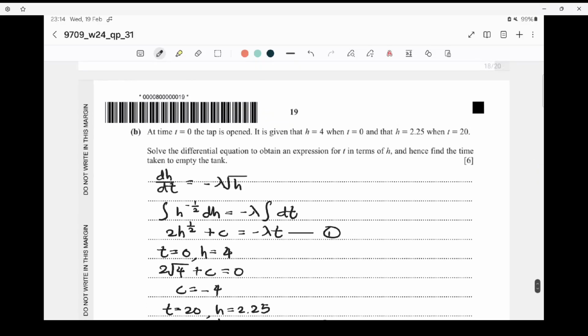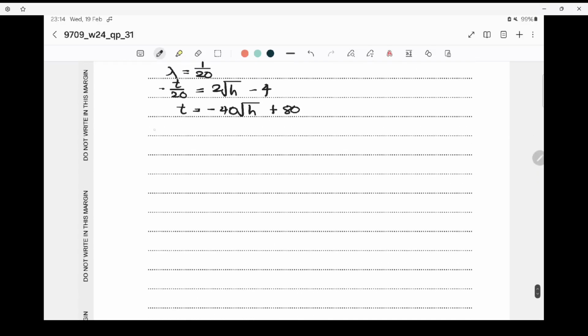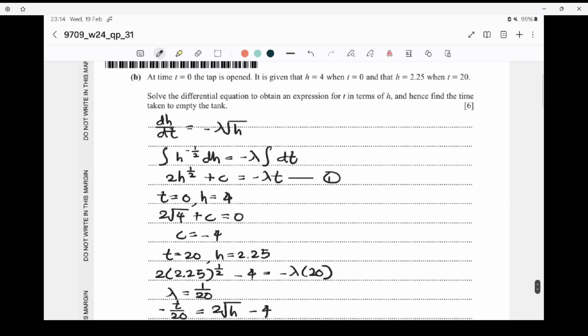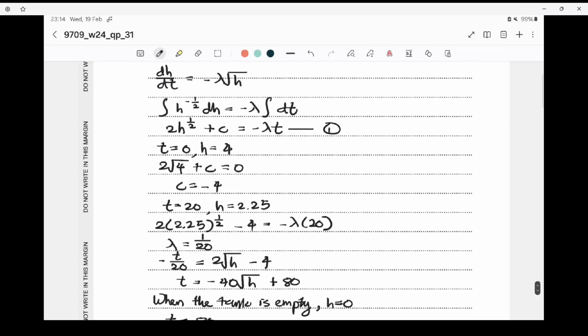Find the time taken to empty the tank. When the tank is empty, it also means that h equals 0. So t will be equal to 80. So that's the solution for the whole paper. Thank you.